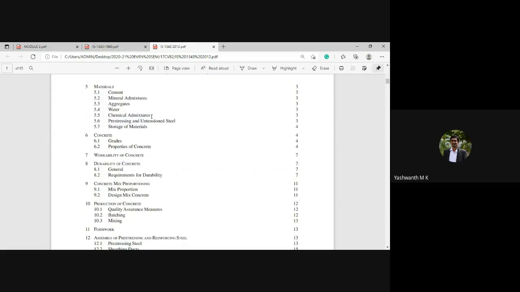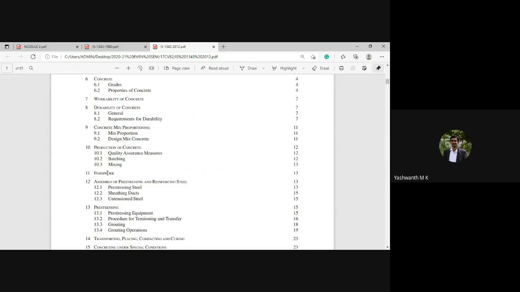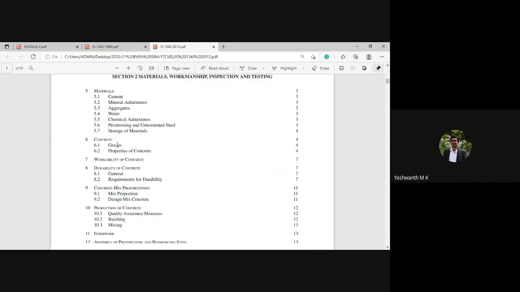That means what are the materials we are going to use in order to produce the pre-stressed concrete. So the concrete should possess certain properties. What are the grades? How should be the workability? How should be the durability? What is the mix proportion we are going to use in order to produce the pre-stressed concrete? How to produce that concrete? All those aspects have been discussed in section 2.